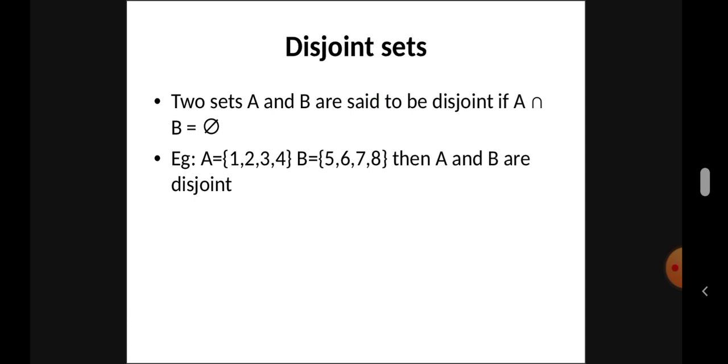Then here we have an example. A is equal to {1, 2, 3, 4} and B is equal to {5, 6, 7, 8}. And from the example we can say there are no common elements. So this A and B here are disjoint.